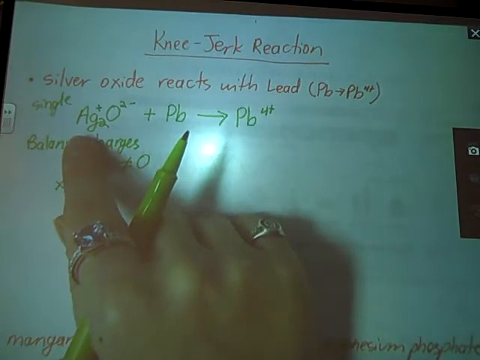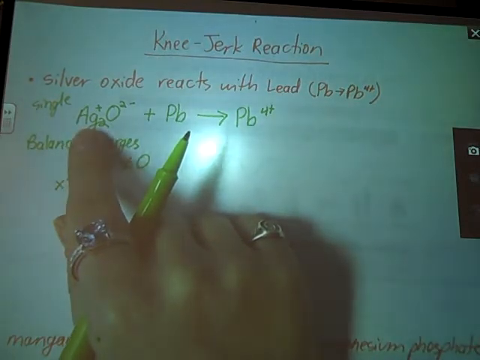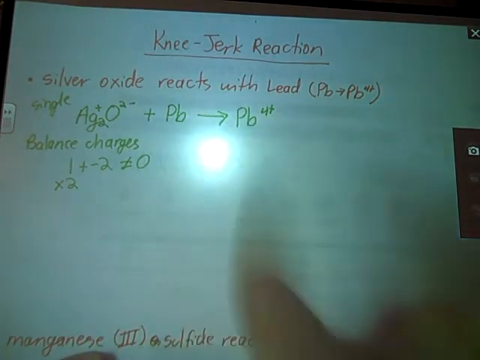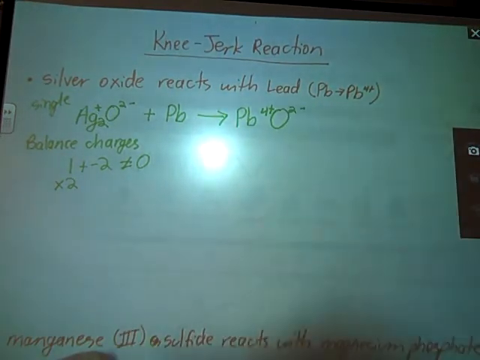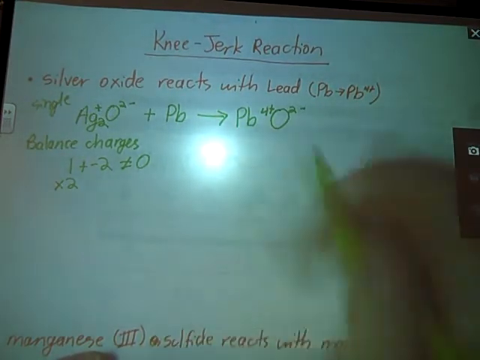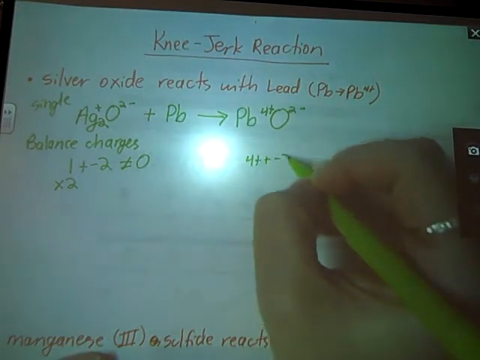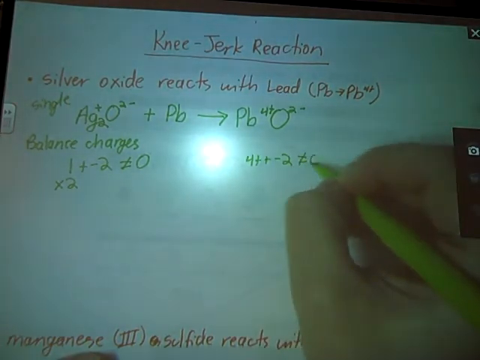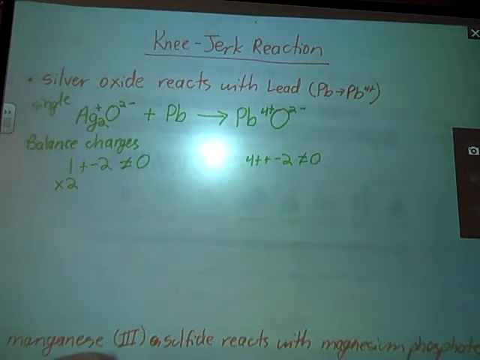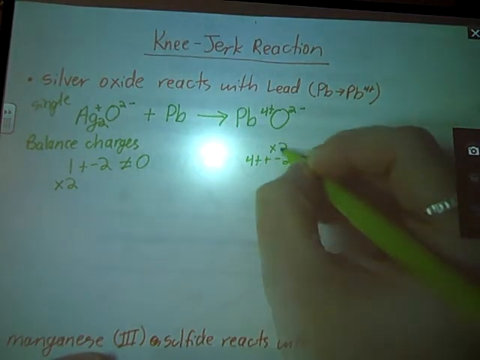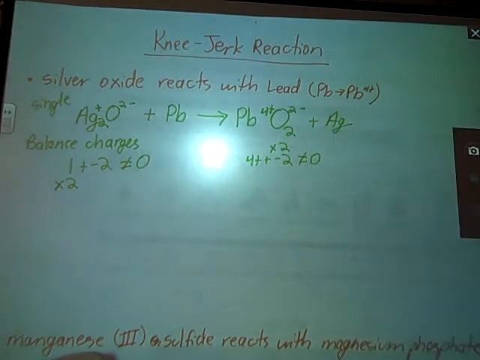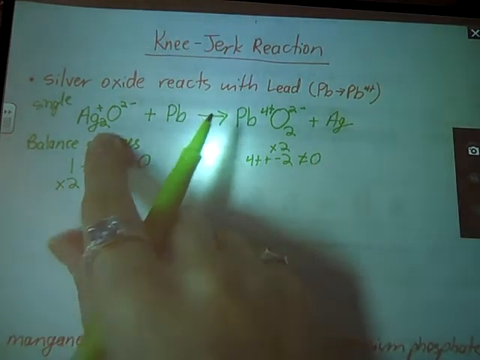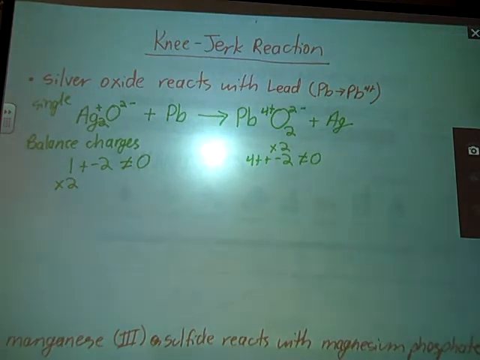Positive will replace positive. So where we see this silver, there will be a lead over here on the right side. So there's my oxide, still with a -2 charge. Again, 4 plus -2 does not equal 0. I need some kind of multiplier to get me there. Again, a 2 will do it. And our silver is left out in the cold. The 2 does not get to come because silver is not a diatomic element.